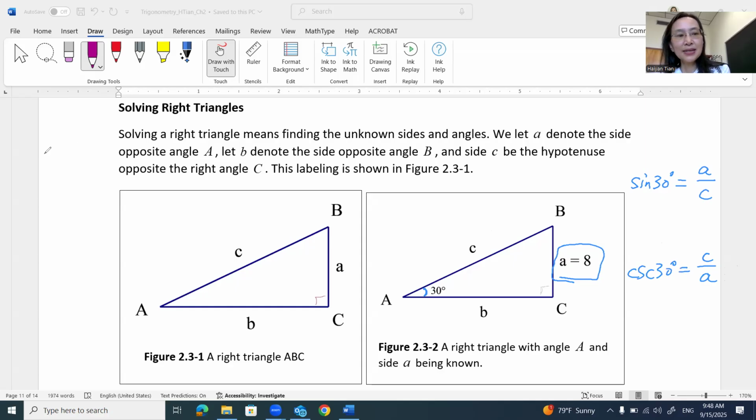Then next, the C, because A is given as 8, then cosecant 30 degrees. So it is 2, right? Because sine 30 is half. Cosecant 30 is actually 2. So then C can be found as 2 times 8. So we multiply both sides by 8. That's 16. So we found 16 by using the given information.